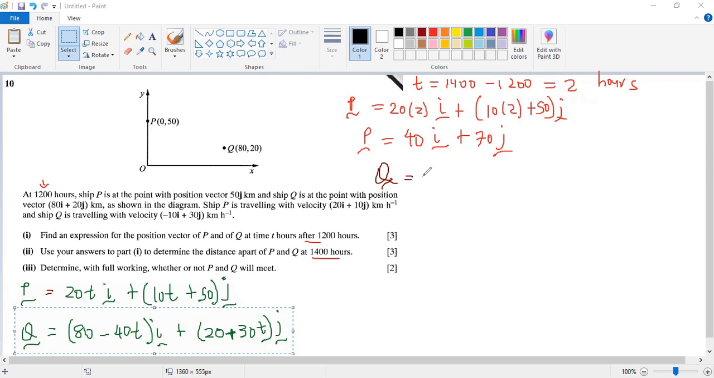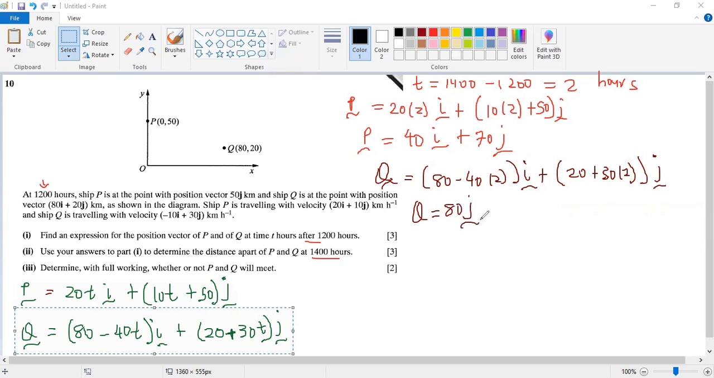So Q, the position of Q after 2 hours will be 80 minus 40 times 2 I plus 20 plus 30 times T equal to 2 hours, and then J. So Q equals 80 minus 80 is 0 I. So 0 I we don't write. So that part, please calculate. T is 2, T equal to 2 means 60 plus 20, 80J. So it doesn't have a component of I. Okay, how to determine the distance of P and Q?